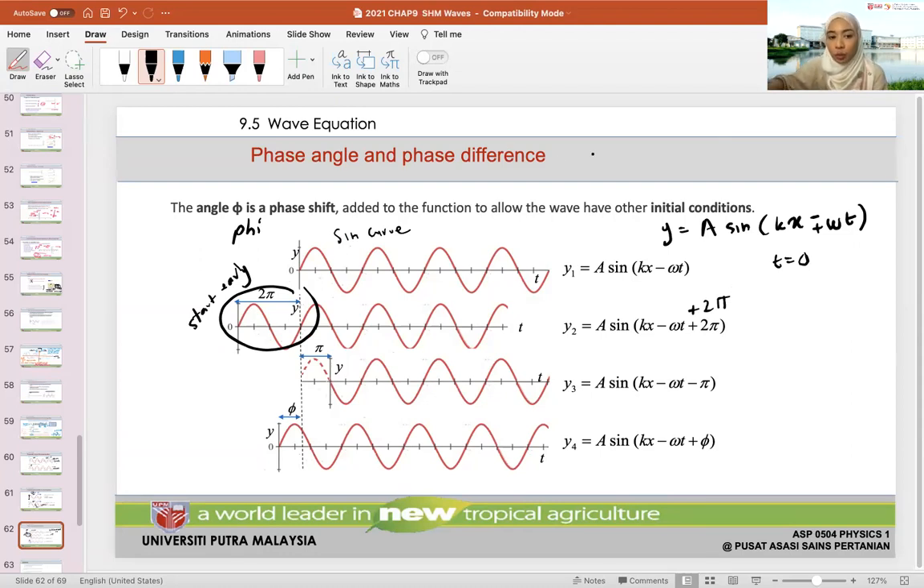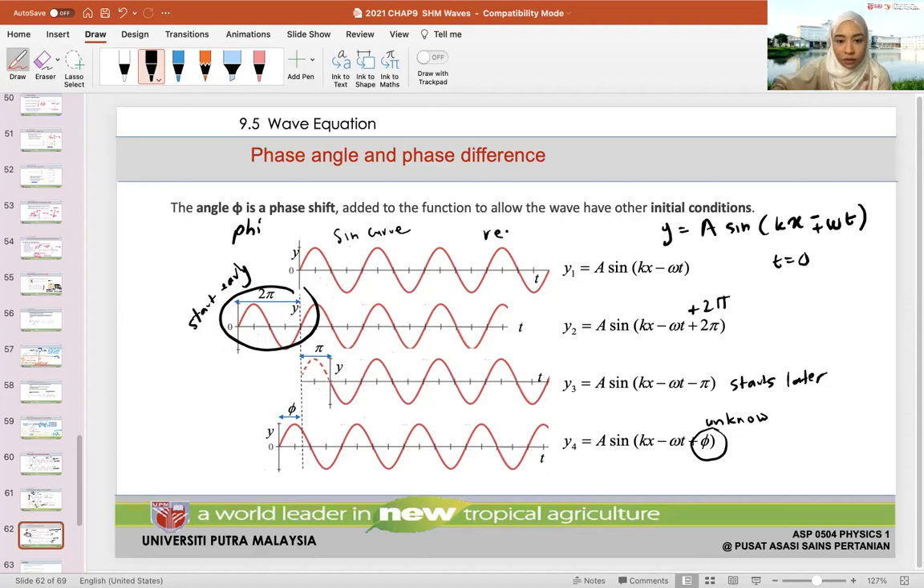When you add a phase shift, your wave starts early by that amount. If you added 2 pi, your wave starts early by 2 pi. If you minus pi, your wave starts later than the reference wave. And if you just have an unknown here, we don't know the value, let's say it's a plus, so you know that this wave starts early by this angle. You don't know what it is, but you can just plot it like this. That's also fine.